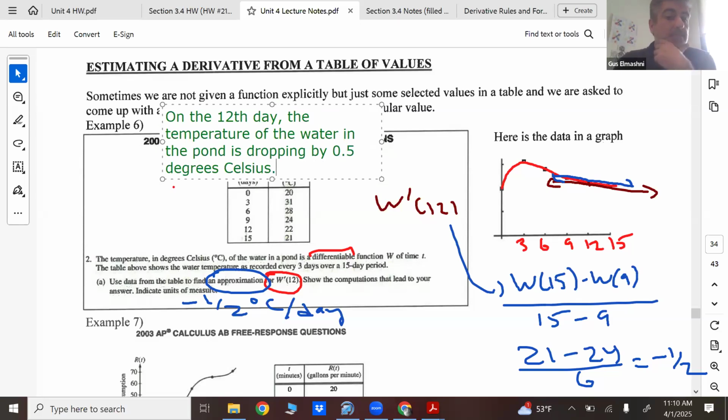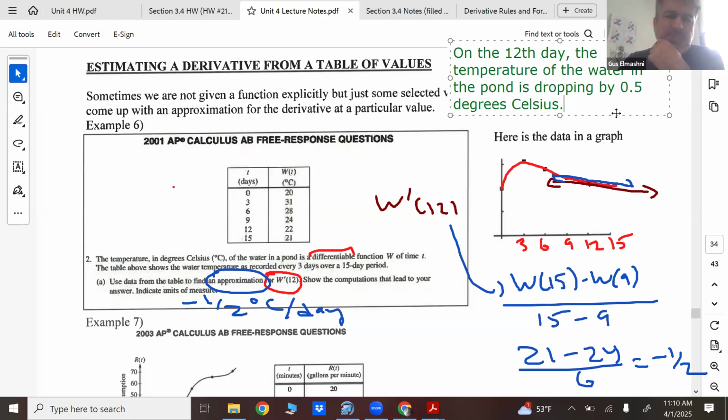You could say on average, but it's not really an average necessarily, because it's at an instant, the instant of t equals 12. Yes, you did do an average rate of change to approximate it, because it's the average between 9 and 15. But we're interpreting W prime, which is an instantaneous rate of change. We say about 0.5 degrees Celsius.